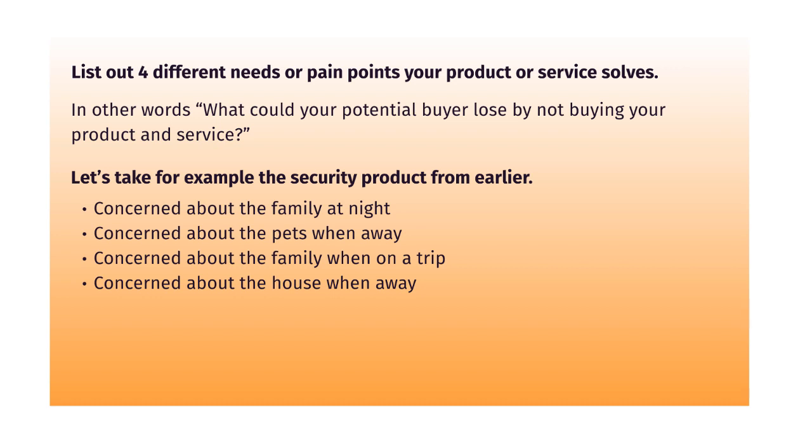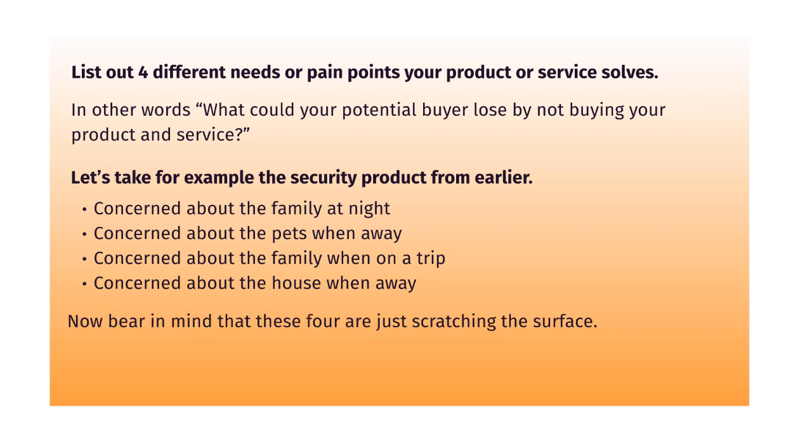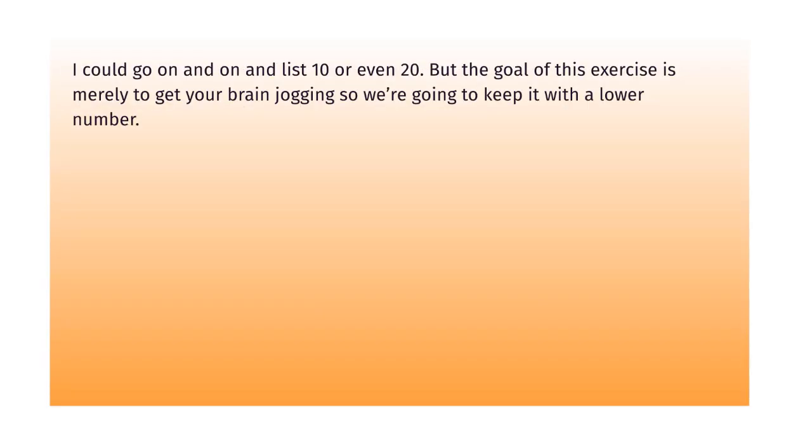Now, some people won't have pets, some people won't have children, so we try to cover as much as possible. Bear in mind that these 4 are merely scratching the surface. I could go on and list 10 or even 20 if we wanted to. I advise you, if you can list more, then great. But the goal of this exercise is merely to get your brain jogging, so we're going to keep it with a lower number. But if you can do more, great, do more.